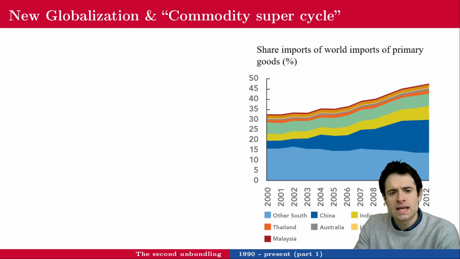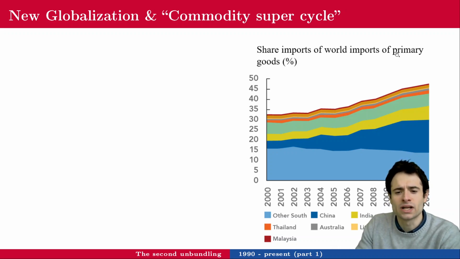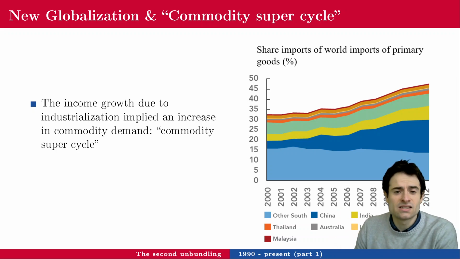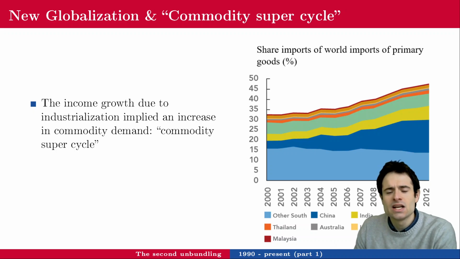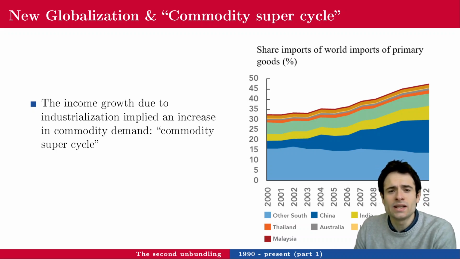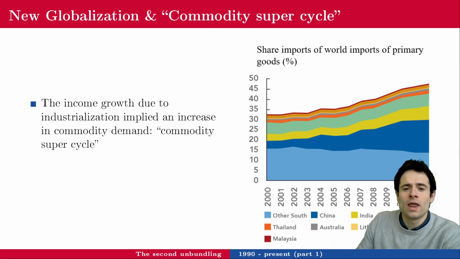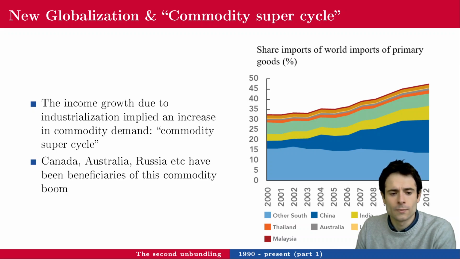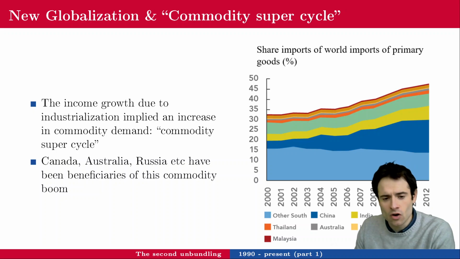With this new globalization came what is called a commodity supercycle. All those industrializing countries, the I6 in particular, experienced a high growth in income. There was a high demand for labor in those countries by G7 countries. So income rose, which created a new demand for the same goods that they were producing. And we could observe what we call a commodity supercycle. I'm going to explain in the next slide what that means. Canada, Australia, Russia, and a couple of other countries have been beneficiaries of this commodity boom.